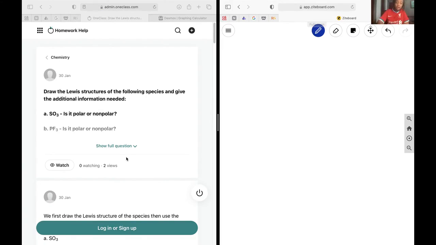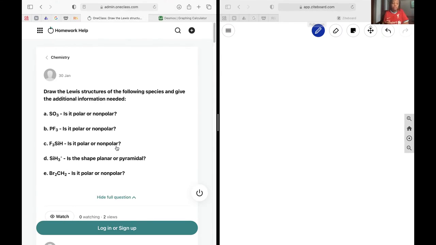Okay, next up, I would like to draw the Lewis structures of the following species and give the additional information that is asked for. And so, let's do part A first. So I have SO3. As usual, I need to count my valence electrons.